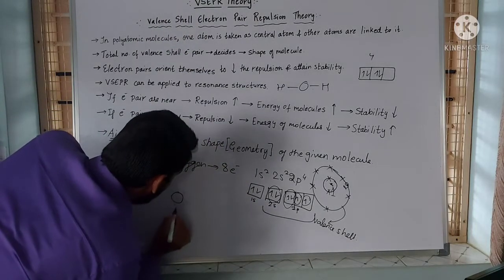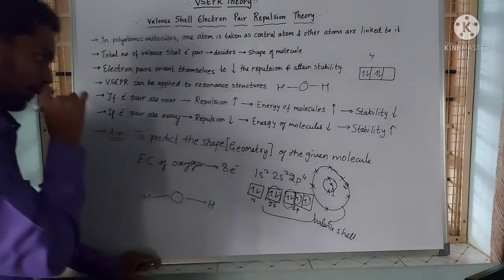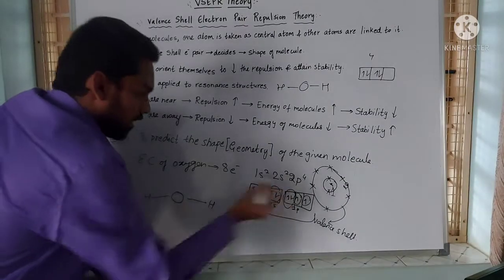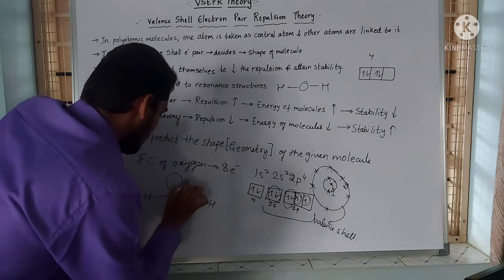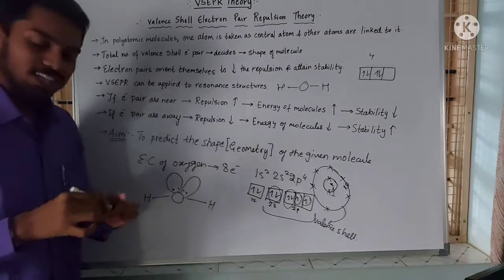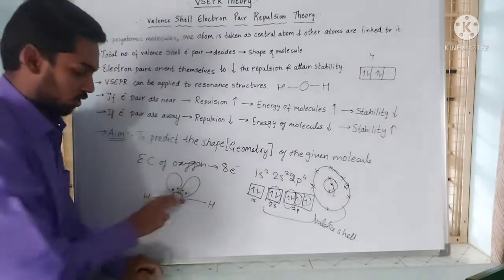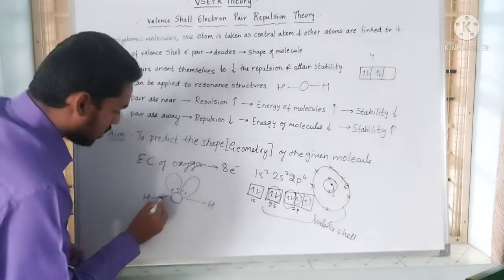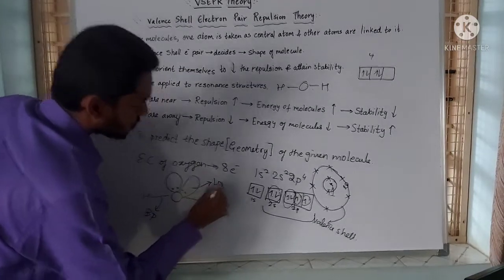So this is the oxygen atom, and let me write the hydrogens like this. I know there are two lone pairs on oxygen, so I will draw one lone pair and another lone pair. Why is it called a lone pair? Because it is present on a single atom, so it is called a lone pair of electrons. These are called bonded pairs, and these are lone pairs.